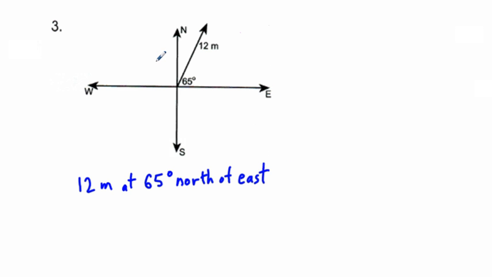Now if you wanted to, you could figure out this angle here, and that'd be 90 minus 65 or 25 degrees. We could alternatively write this same vector, this directional vector, navigational vector, as 12 meters at 25 degrees east of north. Okay? Anyway, good luck on the rest of these problems, and thanks for viewing.